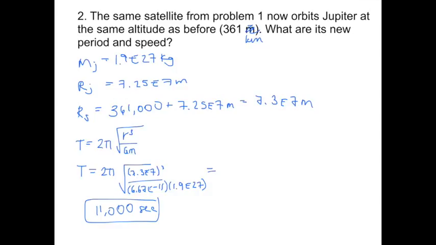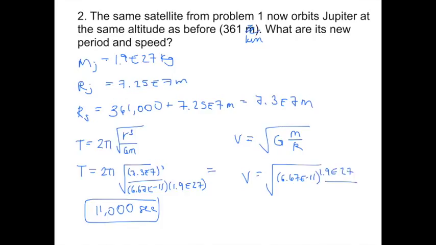Second, we're going to be solving for the speed once again. So we have this velocity equation, v equals the square root of G times M over r. We'll plug in our known values. 6.67. Mass is 1.9 times 10 to the 27th. And then finally we have radius on the bottom, which is 7.3 times 10 to the 7th. Again, we're going to do some multiplication with the calculator to find that the velocity of this satellite will be 41,600 meters per second.